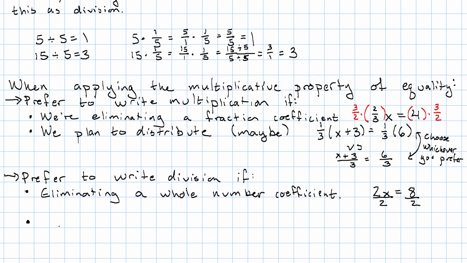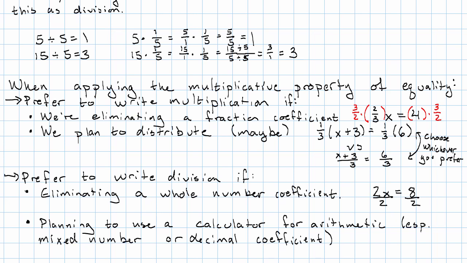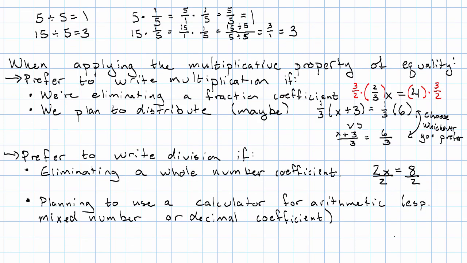And we'll typically prefer to write division if we plan to use a calculator for the arithmetic, especially if we have a mixed number or decimal coefficient, because the division is easier to enter on the calculator. So for example, if we have 3.5x equals 21, we would write divide by 3.5 on both sides.